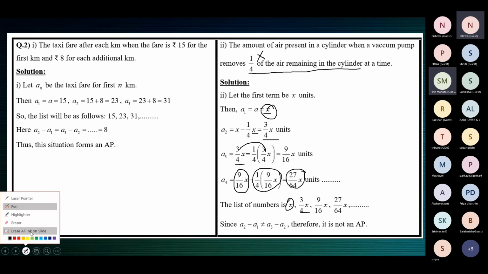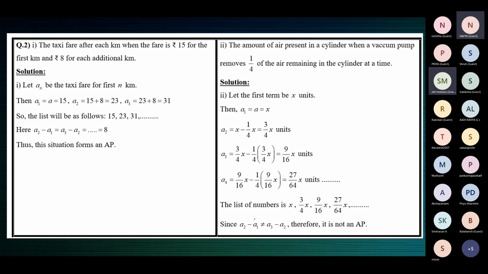It goes on like that, and when you subtract these two and when you subtract these two, you see that you get different values. A2 minus A1 is not the same. You work and see 3/4X minus X and 9/16X minus 3/4X. When you work, you will not get the same value. So this list of numbers does not form an arithmetic progression.